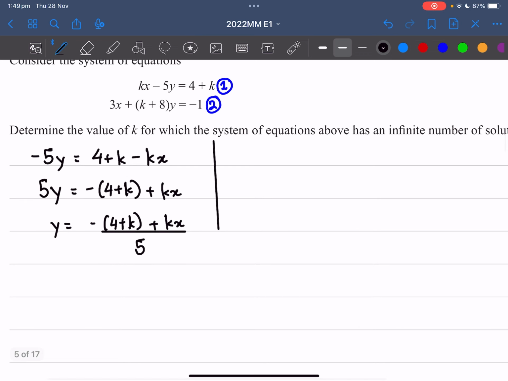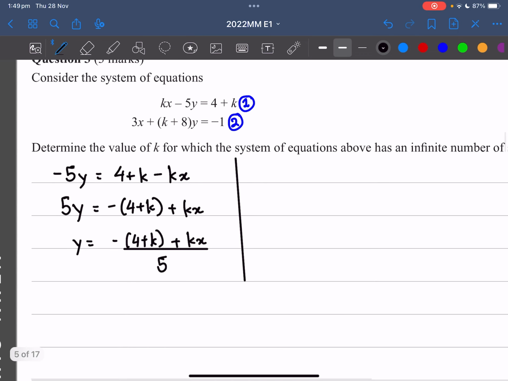Now let's see equation 2. So we'll make y the subject again. So k plus 8y equals minus 1 minus 3x. So y equals minus 1 minus 3x over k plus 8.